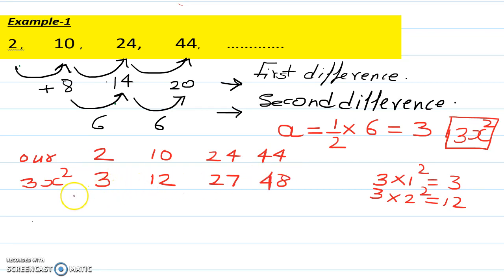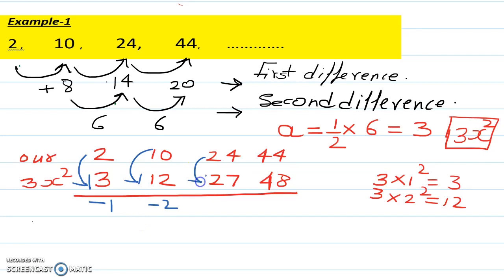Let's draw a line, because we are going to take the bottom line away from the top line. From 2 we take away 3, so we get minus 1. Similarly, 10 take away 12 gives minus 2. 24 take away 27 gives minus 3, and then minus 4. So we have minus 1, minus 2, minus 3 and minus 4.